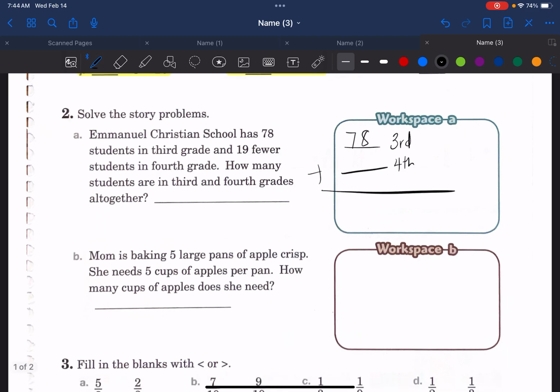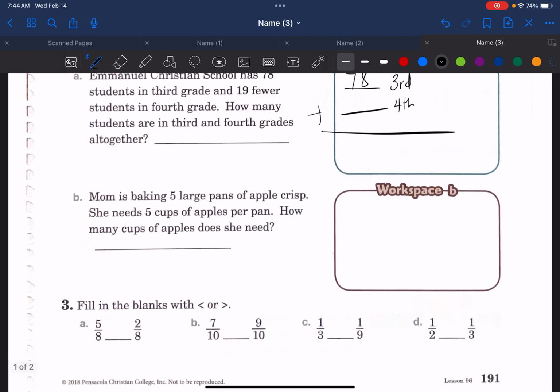All right, next one. Mom is baking 5 large pans of apple crisp. She needs 5 cups of apples per pan. How many cups of apples does she need?